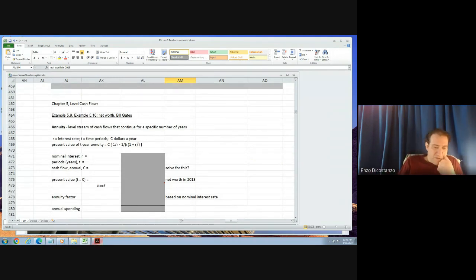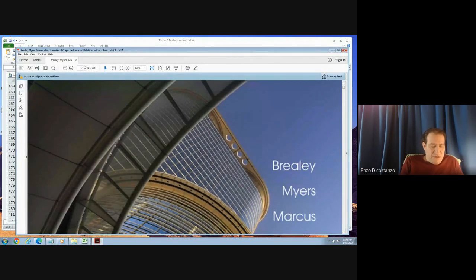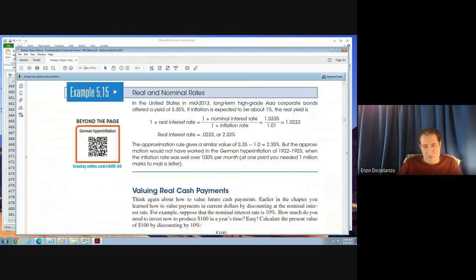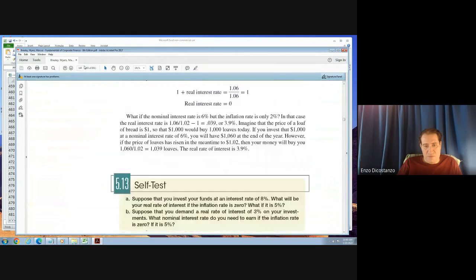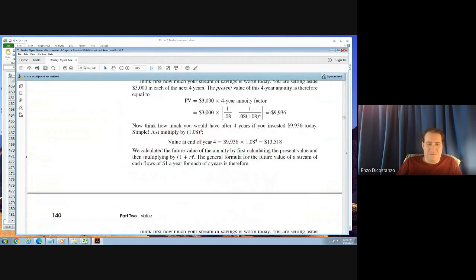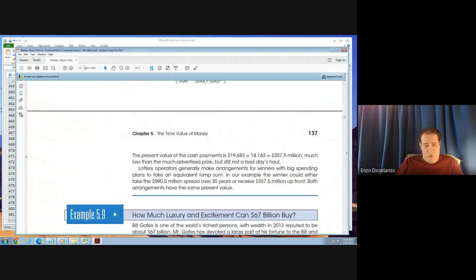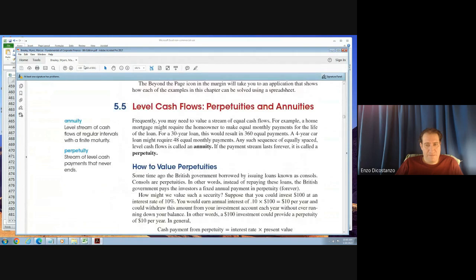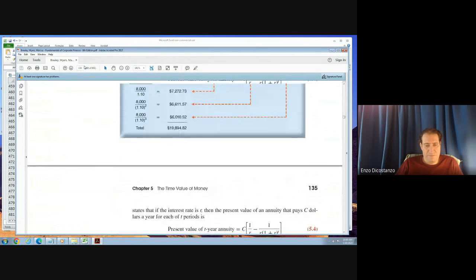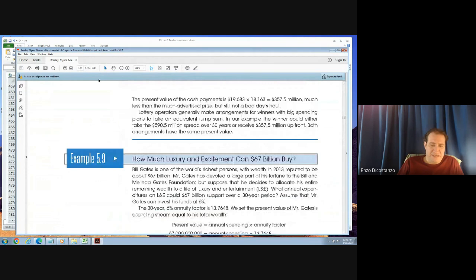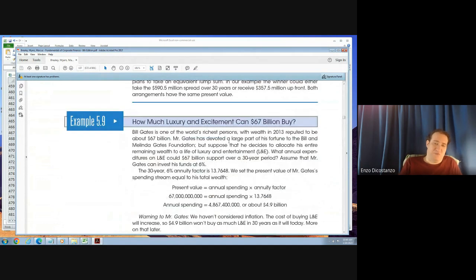and then it expands from there. Oh, we had the textbook here. What was page 150? And the real interest rate part gets folded back into this at some point too. Mortgages, we're coming with that. Lottery. Yeah, here it is. How much luxury? So we're going to do this. Actually, we're going to do this one, the 2013 one, which was the $67 billion version.